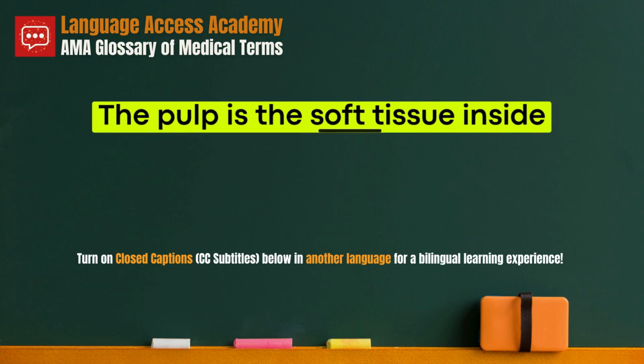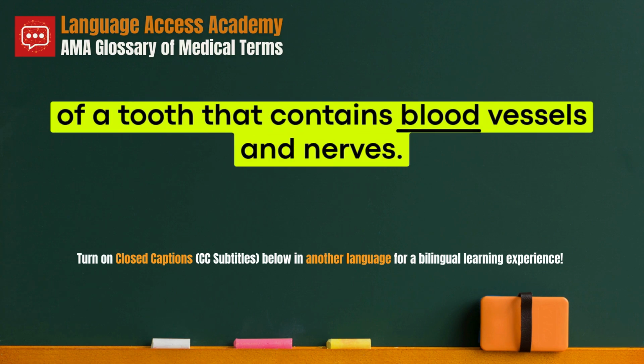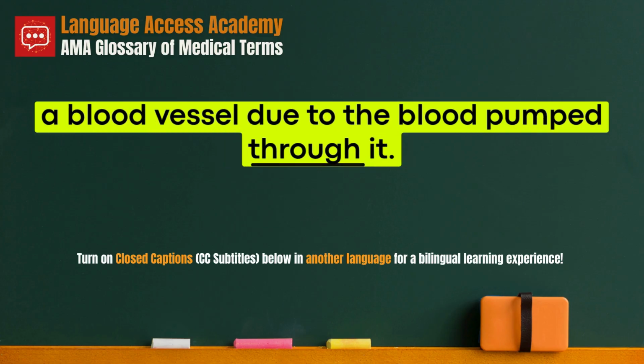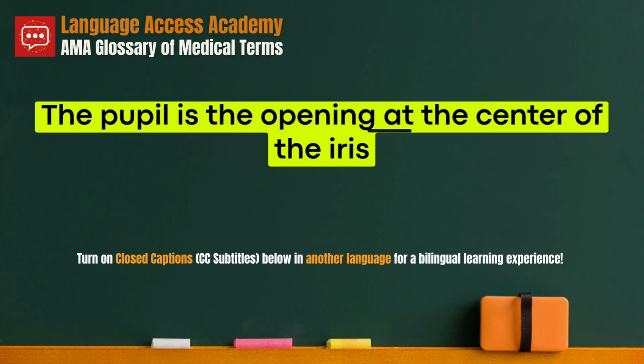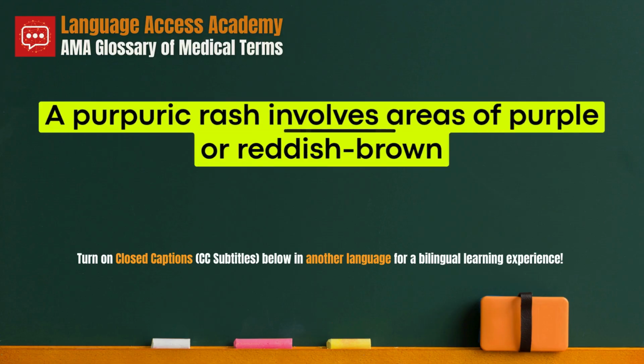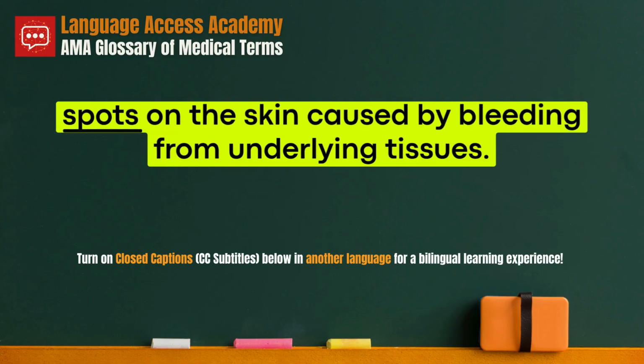The pulp is the soft tissue inside of a tooth that contains blood vessels and nerves. A pulse is the expansion and contraction of a blood vessel due to the blood pumped through it. The pupil is the opening at the center of the iris in the eye that constricts and dilates in response to light. A purpuric rash involves areas of purple or reddish-brown spots on the skin caused by bleeding from underlying tissues.